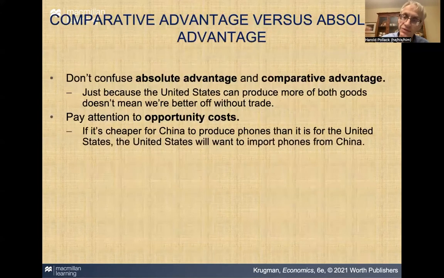Now, of course, don't confuse absolute advantage with comparative advantage. Even if the US is more efficient at producing both kinds of goods, that doesn't mean we're better off without trade. By the way, this is not true, in many ways, if you compare the US with China. It's cheaper for China to produce phones than it is for the US. So we import phones.